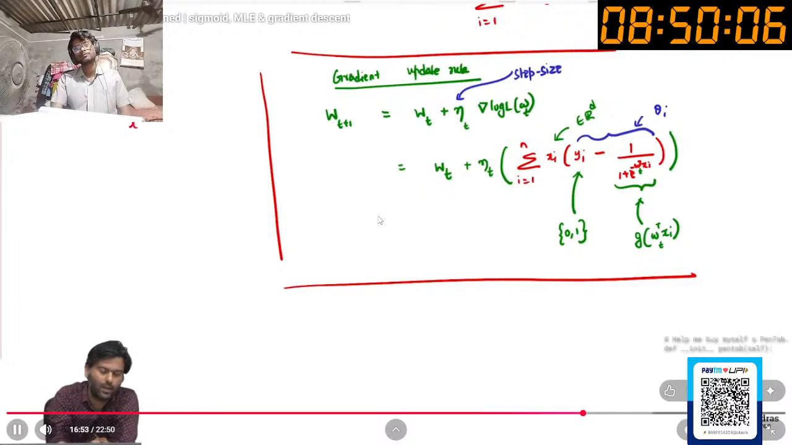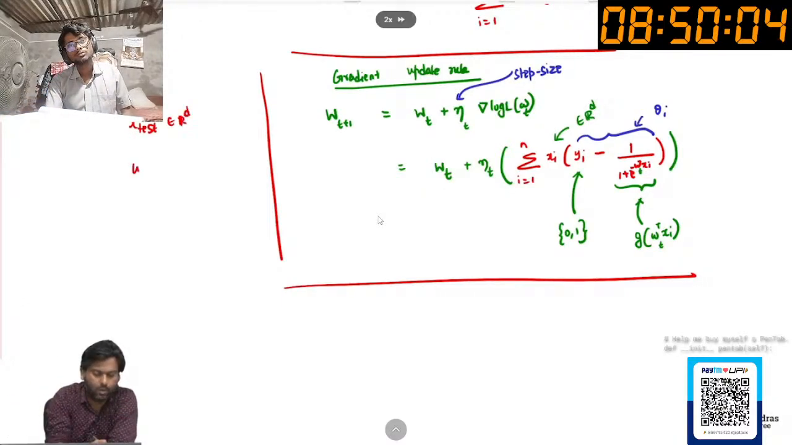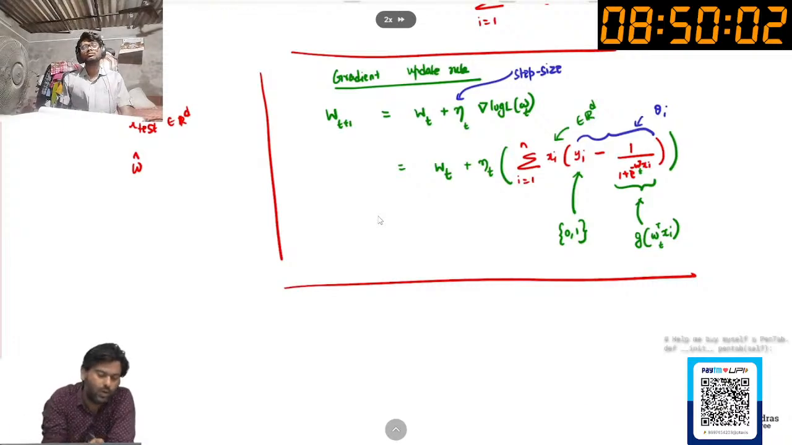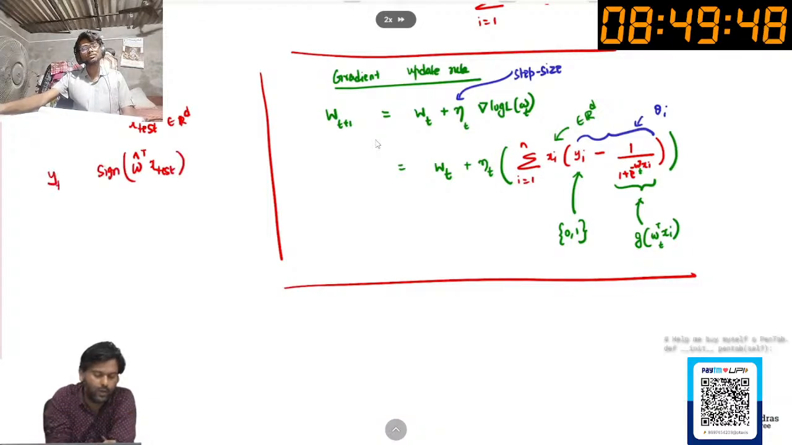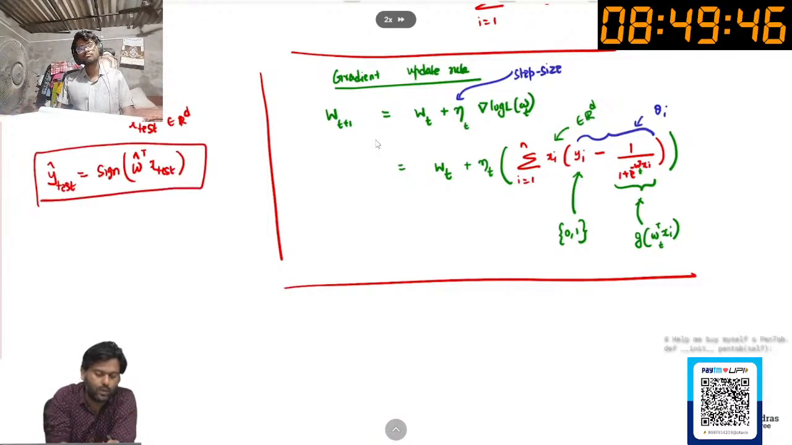So for X test, if I get an X test which is in RD, and W hat is the solution that the gradient ascent converges to, then I'll just do W transpose X test, and then I'll predict the sign of this. So this would be my y hat test as usual. So I'll just predict it using this.